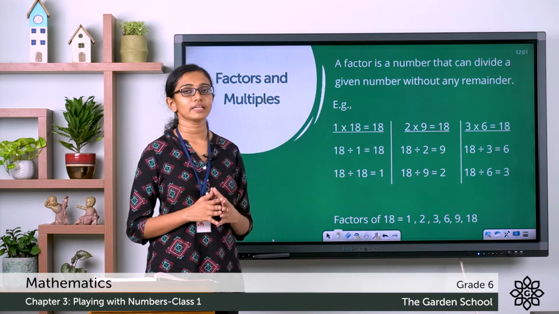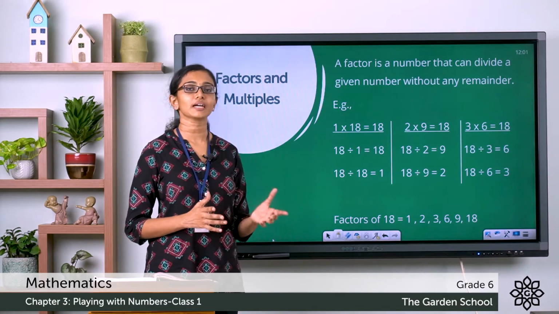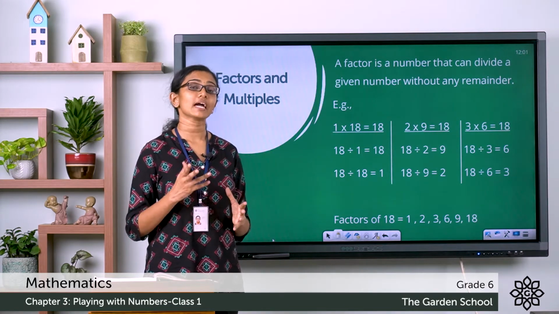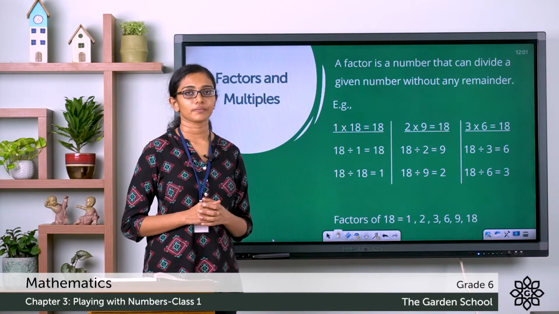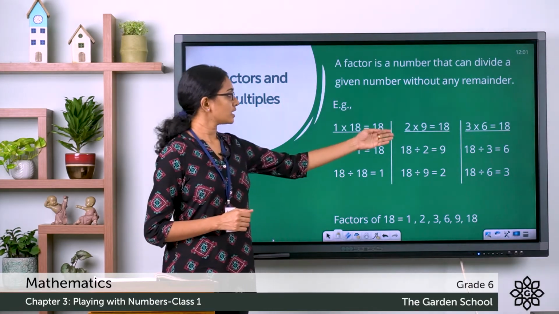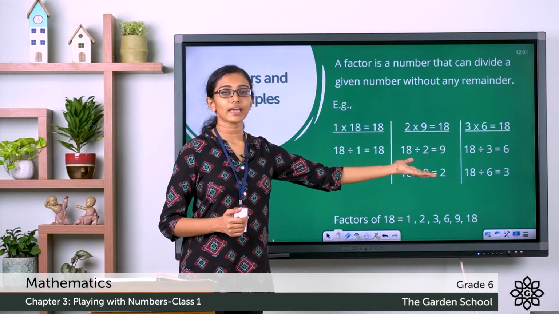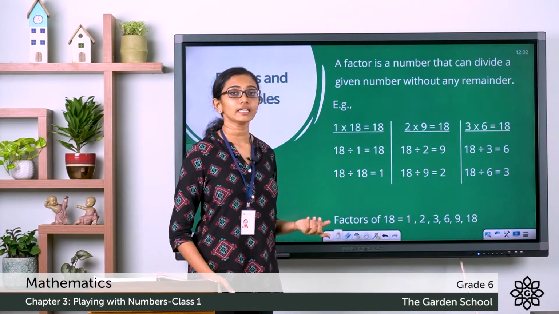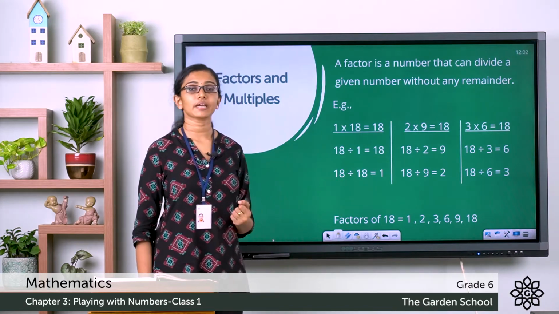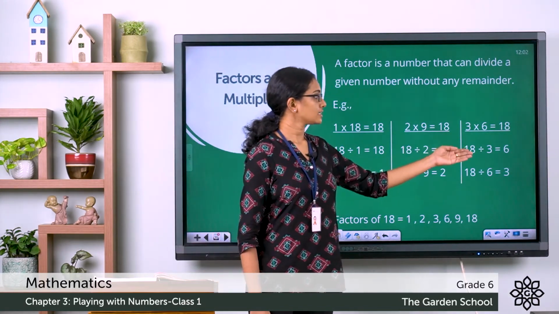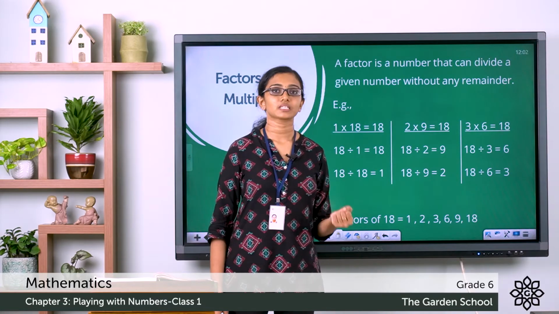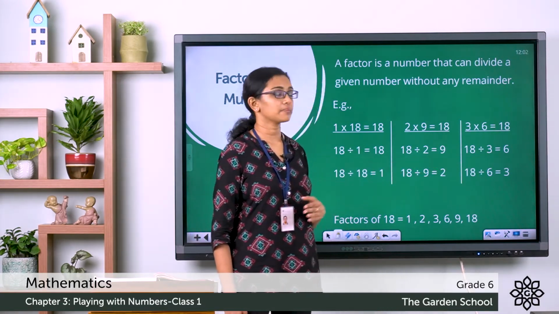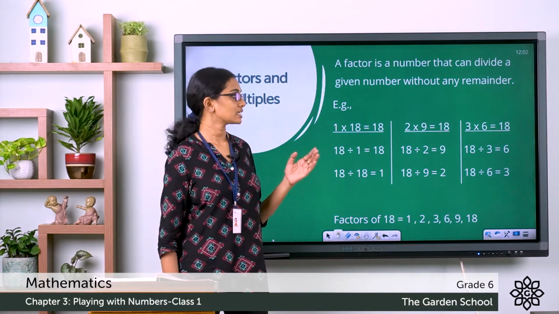Since there is no remainder that we get, we can say the factors of a given number will be exact divisors of the given number. So you see here in this example, 2 into 9 is equal to 18. 18 can be completely divided by 2 to get 9. 18 can be completely divided by 9 to get 2. And 18 can be completely divided by 3 to get the result 6. And 18 can be completely divided by 6 to get the result 3.